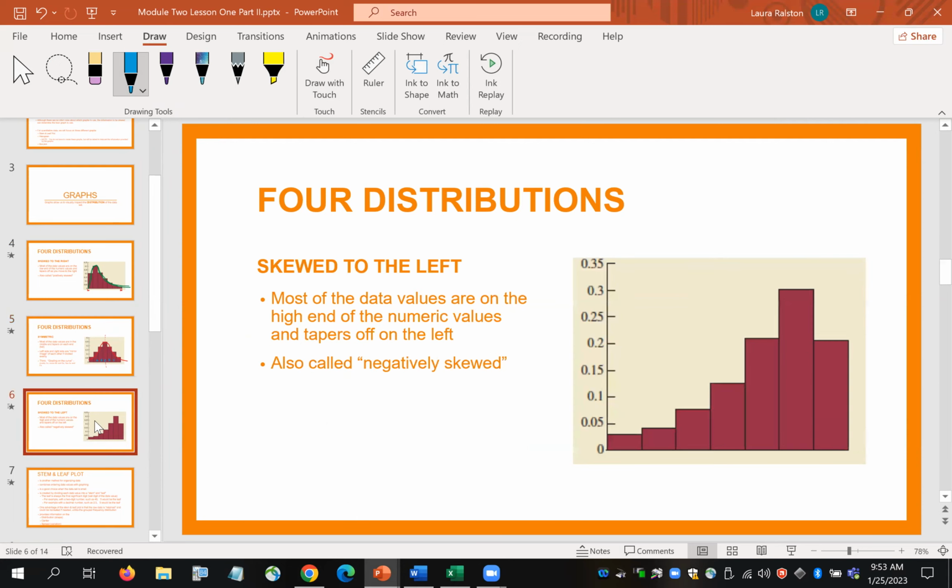The last one is skewed to the left. And again, with skewed to the left, you have very few low ones, but then you have lots of high ones. And again, the hump, as I think about it, is on the right-hand side, but again, it's backwards to what my brain would tell me. If it's humped on the right, it's skewed to the left.